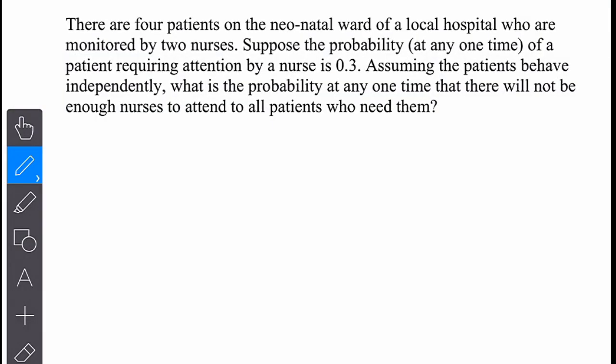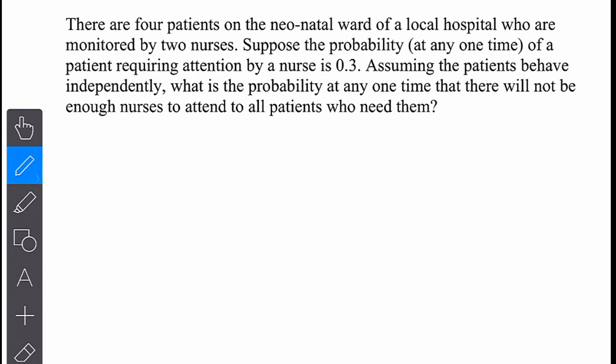There are 4 patients on the neonatal ward of a local hospital who are monitored by 2 nurses. Suppose the probability at any one time of a patient requiring attention by a nurse is 0.3. Assuming the patients behave independently, what is the probability at any one time that there will not be enough nurses?